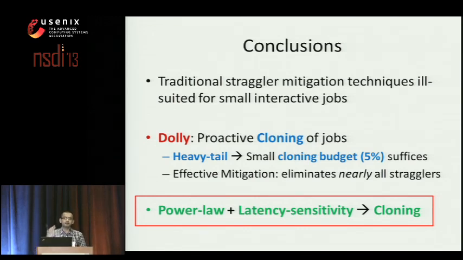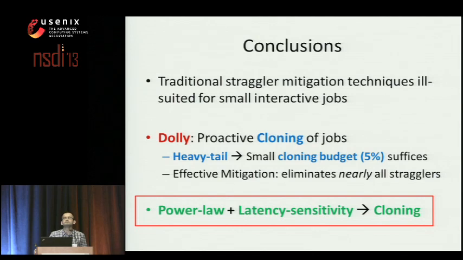The fundamental assumption, of course, is the same as speculation: that creating an extra copy is actually going to speed it up, and that these copies are independent in terms of how they function. The data skew is definitely one of the things where that assumption doesn't hold, and so we do not clone.